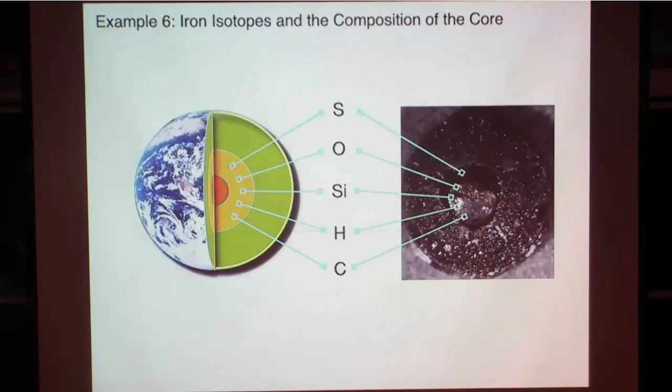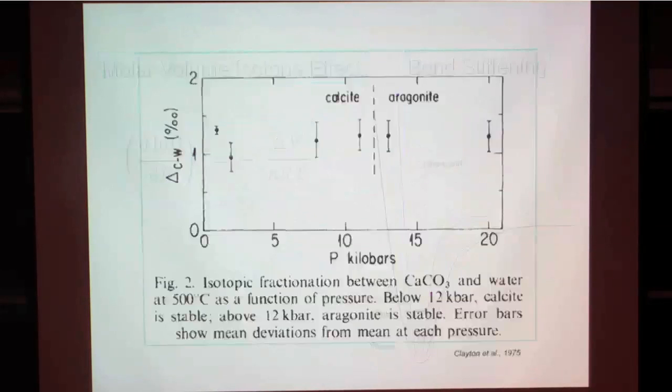Okay, and finally, my last example is that I have completely neglected pressure in everything I've talked about thus far, okay? And the reason is here. I said Bob Clayton and his colleagues at Chicago had done a lot of experiments looking at isotope fractionation at high pressure and temperature in the 70s.